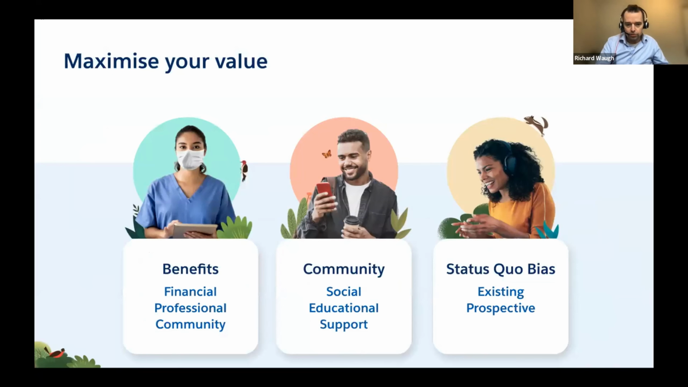So we took those quotes, and for our first stage of the analysis, we bucketed them into 3 different categories. So why people were paying for memberships was, 1, for benefits. That could be financial, professional, and community. Some joined because of community benefits, because they were looking for a social element, or they were looking to learn, or some sort of support. And we also found one part, which was really interesting in terms of status quo bias. Why people were joining and why people were staying. And that was really, really interesting.